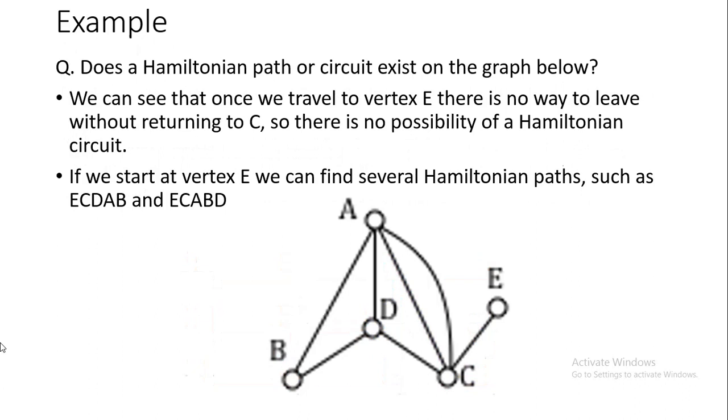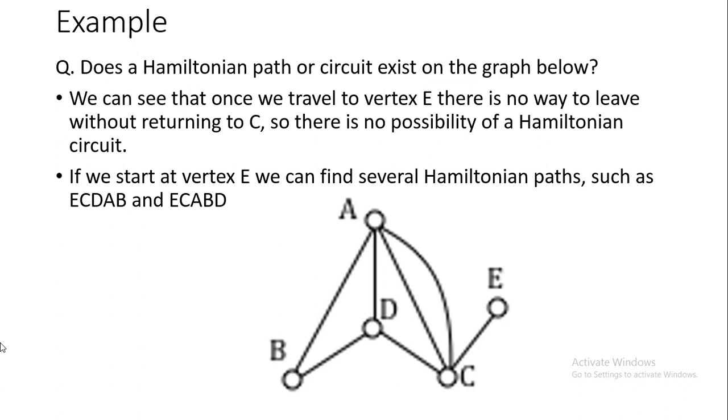Next, here is another example. Does a Hamiltonian path or circuit exist on the graph below? There is a graph below, and by looking at this graph you have to answer this question. Once we travel to vertex E, there is no way to leave without returning to C. So there is no possibility of a Hamiltonian circuit. What is the condition for the Hamiltonian circuit? You have to visit every vertex exactly once. But if you try to find the circuit, you have to visit vertex C twice. So the condition is violated, and we can't find a Hamiltonian circuit in this graph.